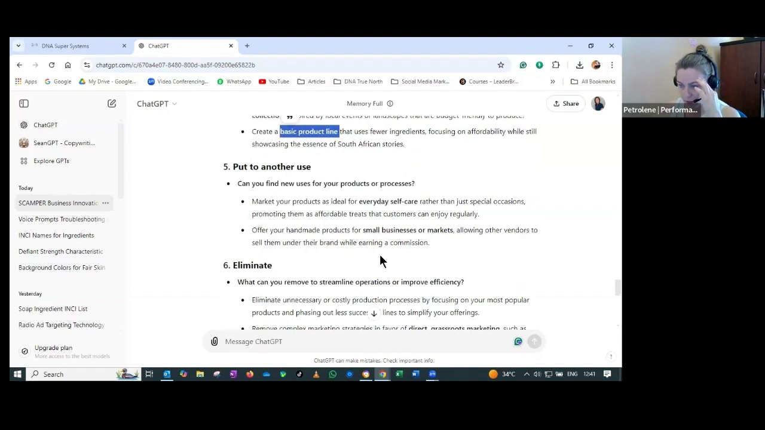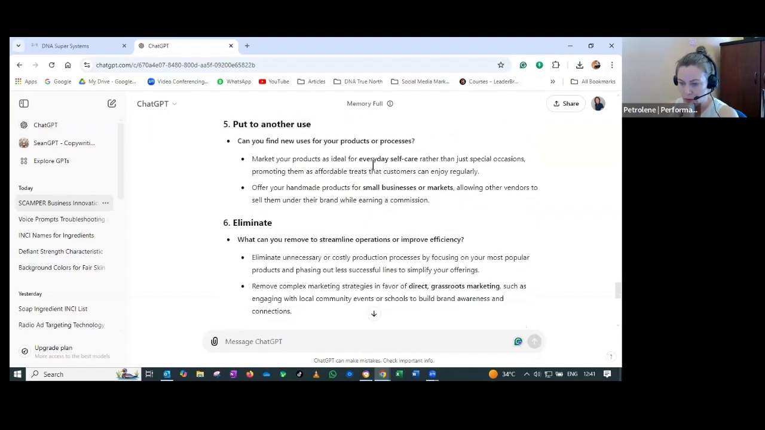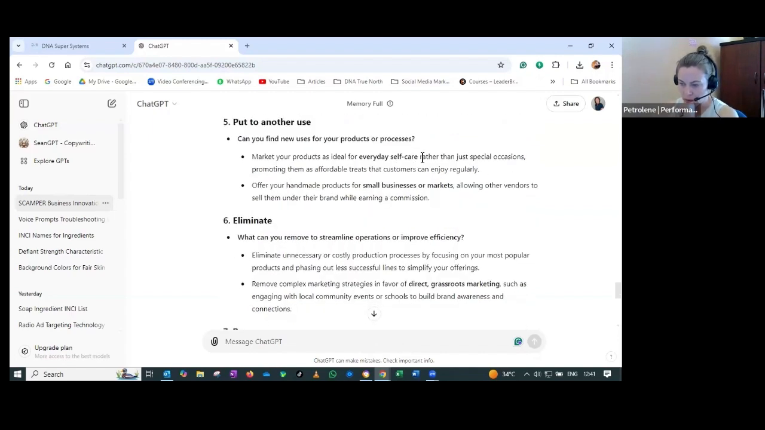that's actually what I do have, and what I'm honing in on at the moment. Market your products if a deal. Yes, this is what I want my business to be. It must be a product for everyday self-care that people can come and buy. It's affordable. It's slightly more expensive than your shop bought item because of the ingredients, obviously, and the fact that it's handmade.